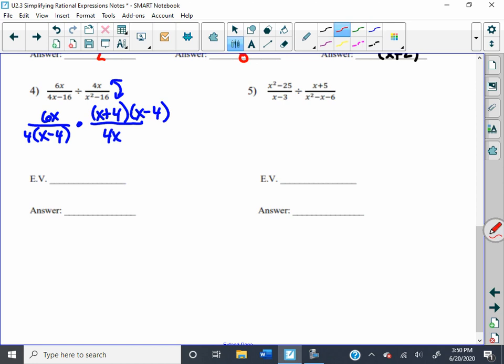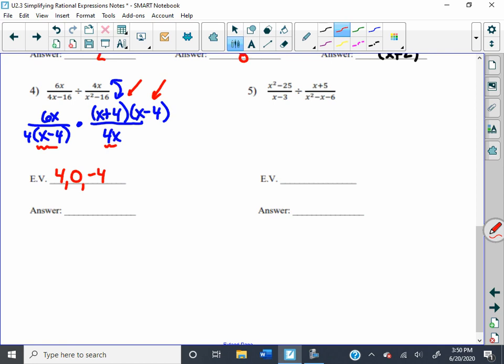All right, let's think the excluded values. So x minus 4, since it's in the denominator, if I set it equal to 0, I'm going to get 4. 4x is in the denominator. Set that equal to 0, I'm going to get 0. Now, x plus 4 and x minus 4, they were in the denominator in the original problem from the x squared minus 16, so I have to set each of those equal to 0 and solve it. So I'm going to get negative 4 for the x plus 4, and then I'm going to get positive 4 for the x minus 4. But I already have positive 4, so I don't need to list it again.